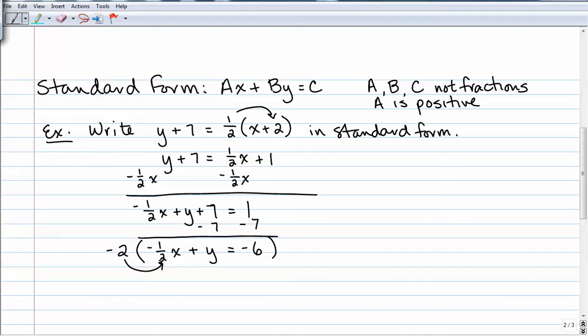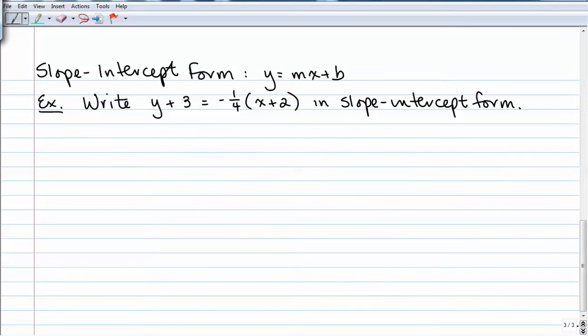So -2 times a -1/2 is a +1. -2 times y is -2y. And -2 times -6 is a +12. So here's my final answer written in standard form. Let's take a look at another example. This one's a little bit easier.